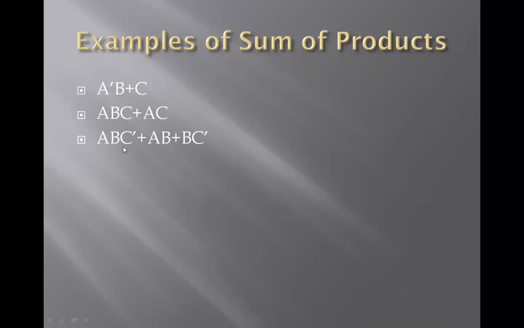Then next we have A and B and C complement, or A and B or B and C complement. So all these terms are the product terms, and in between these product terms we have the sum operation, or we can say the OR operation. So these are just the examples of sum of products form.